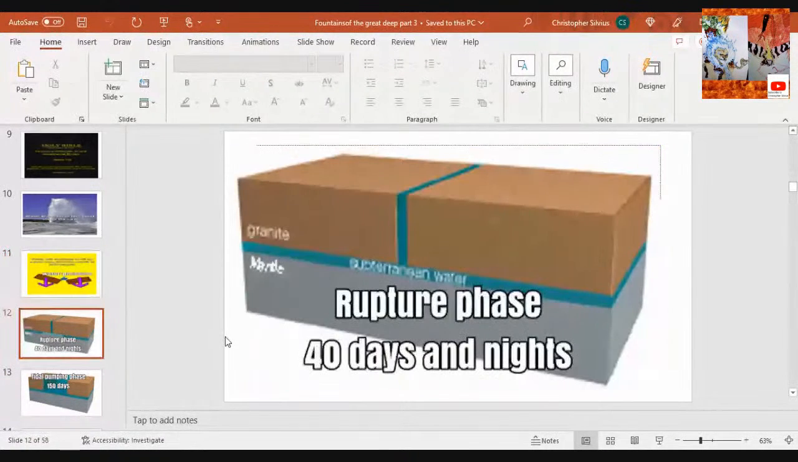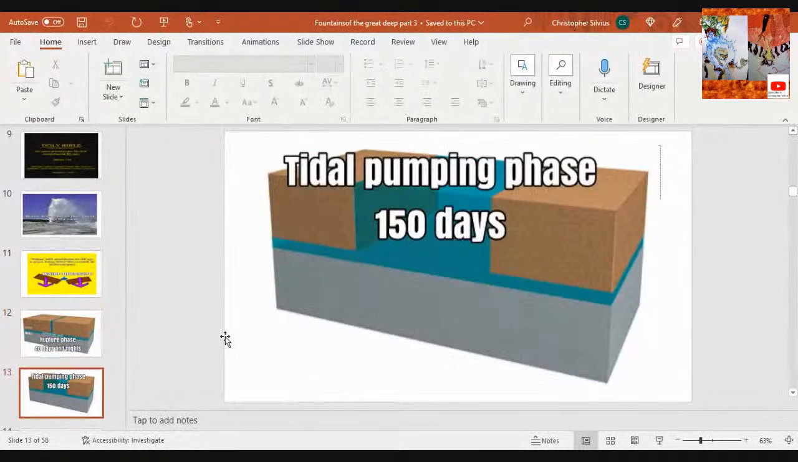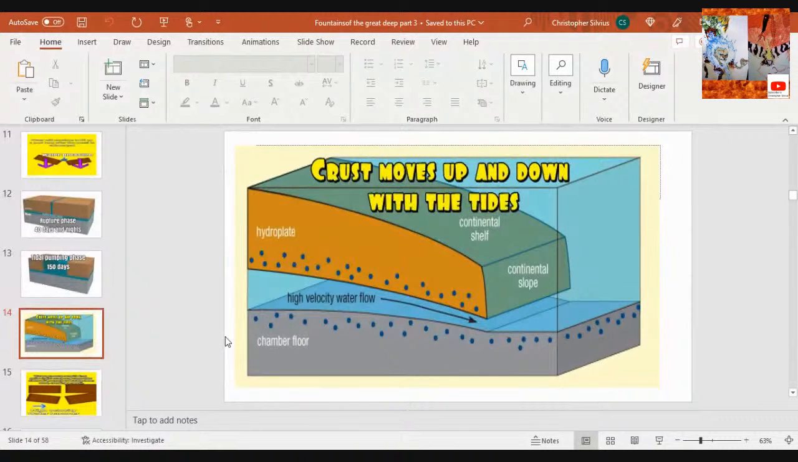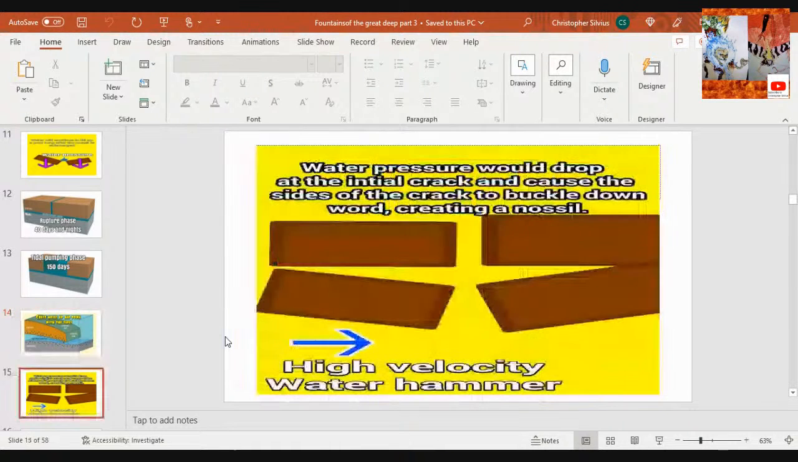The rupture phase is 40 days and 40 nights of rain. Then you have a tidal pumping phase of 150 days, more like 110 days though, where the waters continue to rise. And basically the continents are going up and down, up and down. They're pumping with the tidal movements of the moon. So the crust moves up and down with the tides.